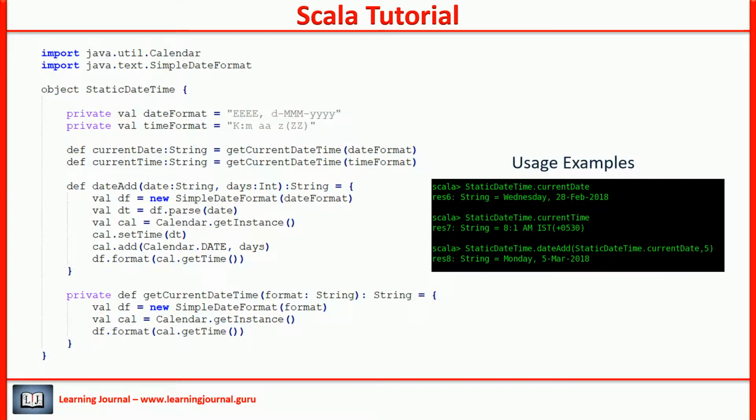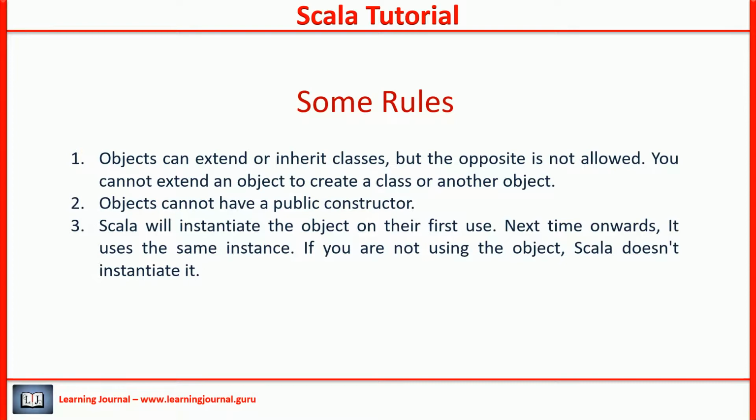The definition of this object looks similar to a class definition. However, it is an object. And there are a few restrictions on an object. Objects can extend or inherit classes, but the opposite is not allowed. You cannot extend an object to create a class or another object. Objects cannot have a public constructor. And that makes sense as well, because they are singleton objects and you don't want to use them as a blueprint to instantiate new objects, right?